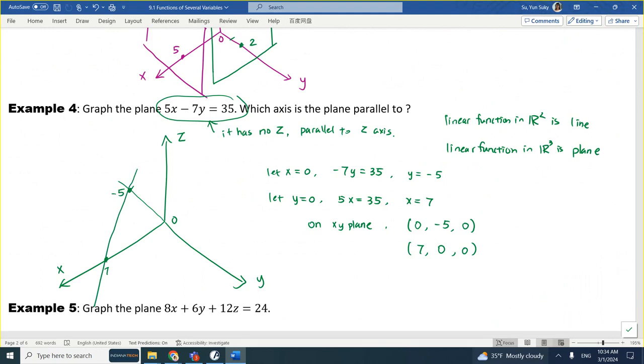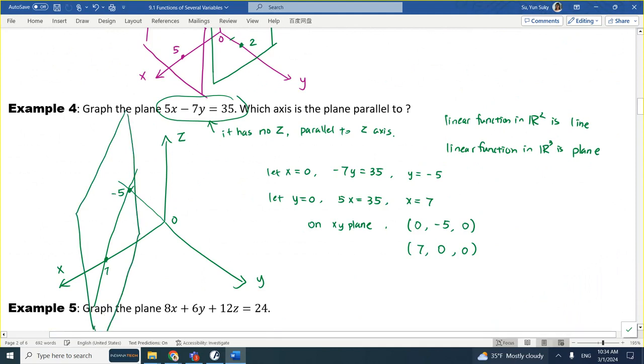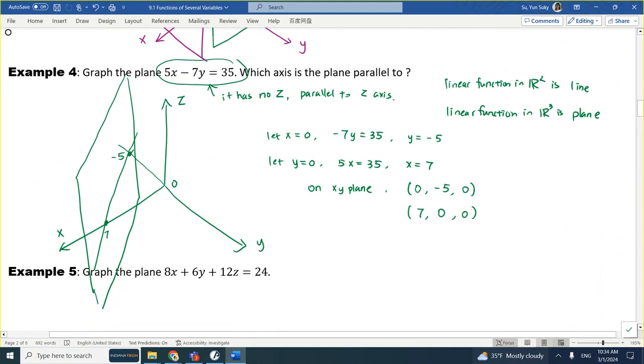Now, if you want to draw this in space, it's going to be like this. Sorry, let me make this better. It's going to be a plane like this. It passes through this line, and it's parallel to the z-axis, because this equation has no z. So no matter what the z is, it doesn't matter. That's why it's parallel to the z-axis. The z could be anything. So this is the picture of this plane.